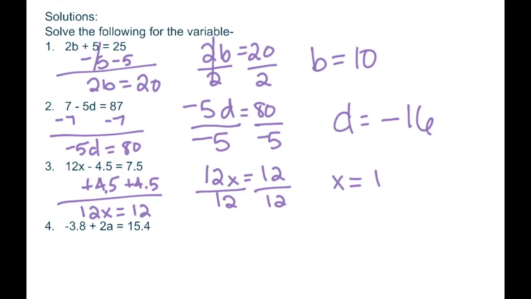The last one, we have negative 3 8/10 plus 2a is equal to 15 4/10. Now this one looks more similar to number 2. The difference here is that we have a negative 3 8/10. Well, to undo a negative 3 8/10, we're going to add 3 8/10 to both sides.